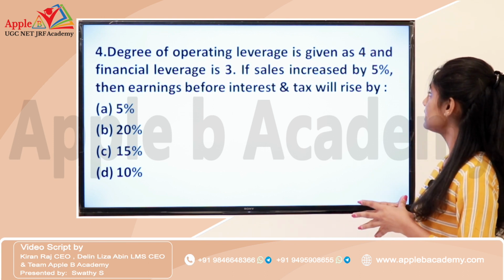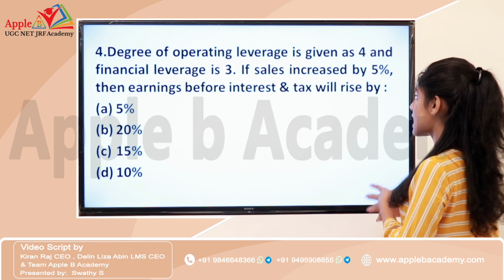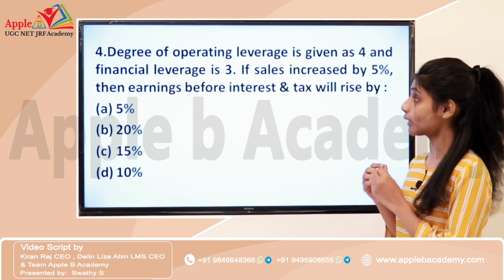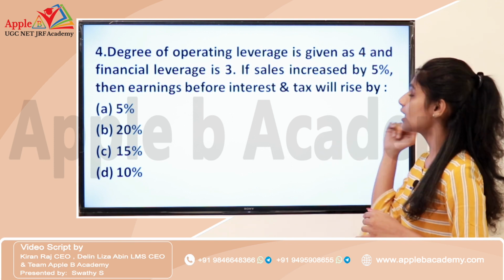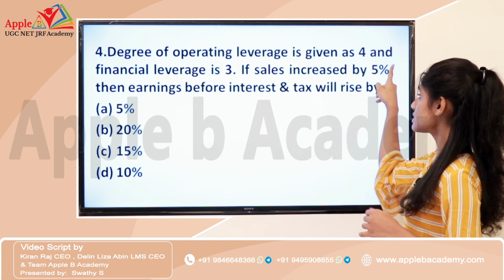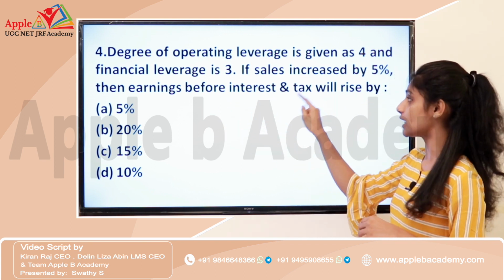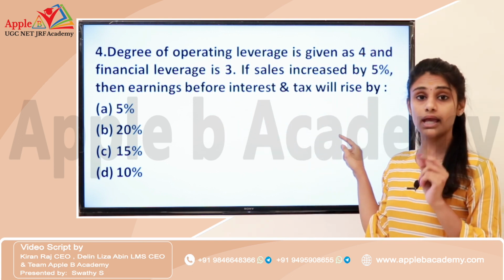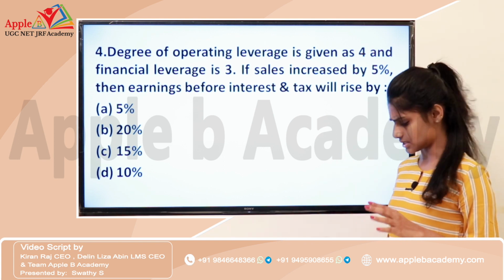The next question: degree of operating leverage is given as 4 and financial leverage is 3. If sales increased by 5%, then earning before interest and tax will rise by. Okay, so here we have degree of operating leverage and financial leverage. Now the question is, sales got increased by 5%. So how much increase will be there for earning before interest and tax? That means EBIT. Okay, so we have 5%, 20%, 15%, 10%.